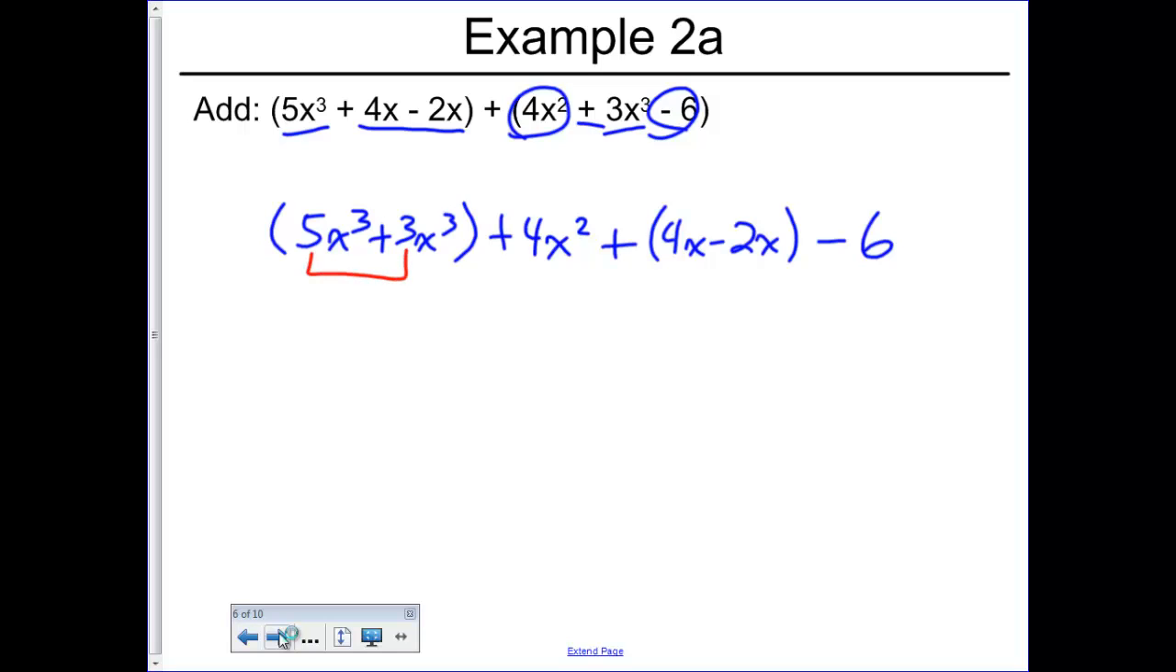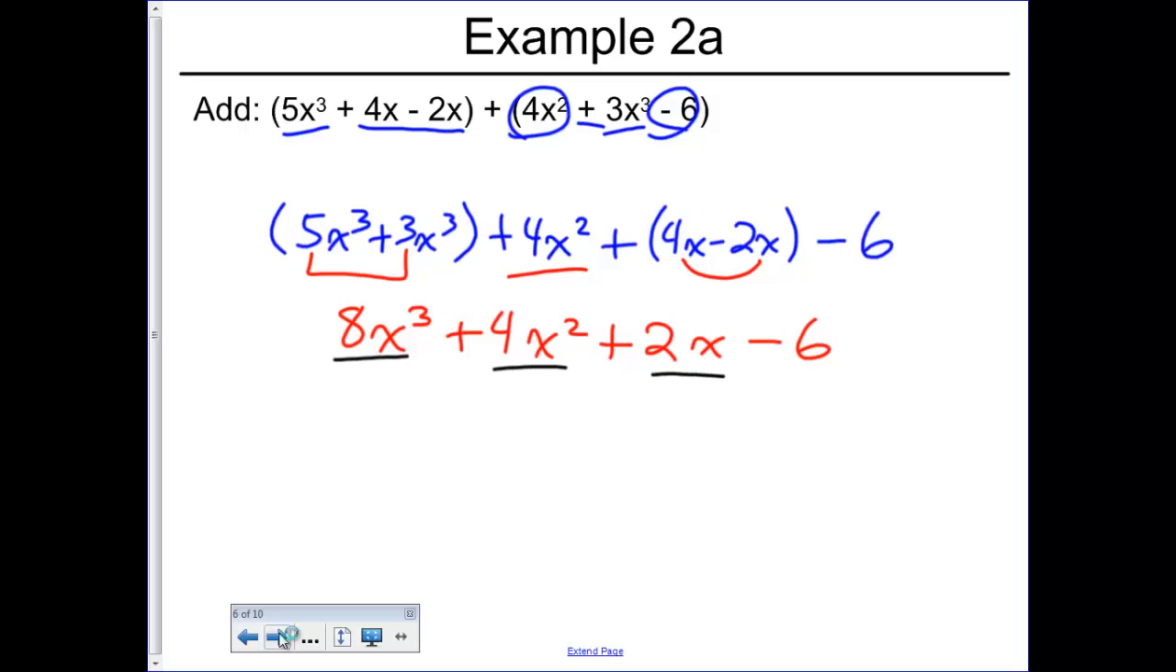When we combine our like terms, we're only doing the calculations on the coefficients. So 5x cubed plus 3x cubed makes 8x cubed. I have nothing to combine here, so bring down my plus 4x squared. Combine these first. 4x minus 2x leaves you with positive 2x, so I'm going to combine that with a plus 2x. And I just have a minus 6 trailing. So you can see I have 1, 2, 3, 4 terms, and my highest degree is 3, so this is a third degree polynomial.